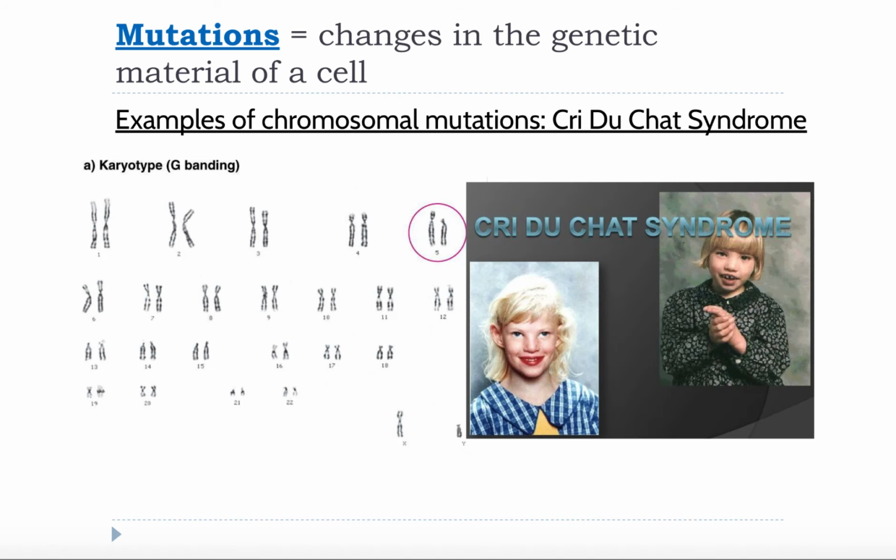Here's an example of a large-scale chromosomal mutation. It doesn't seem large-scale. You're only missing a little bit of chromosome 5, but in this case, you result in a condition known as Cri-du-chat syndrome.